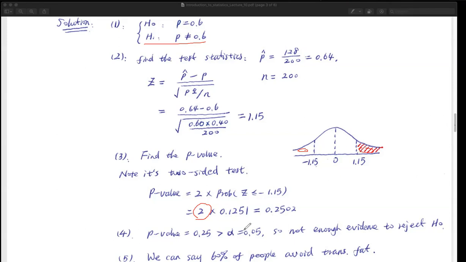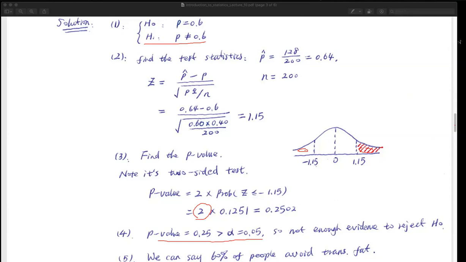Now, how about the opposite? If p-value is bigger than alpha, what do you say? Not reject, right? Not reject H0. So there is not enough evidence to reject H0. That's step number 4. Number 5, translate that into human language.